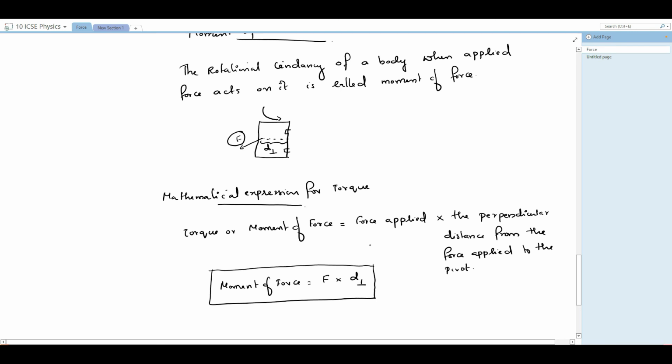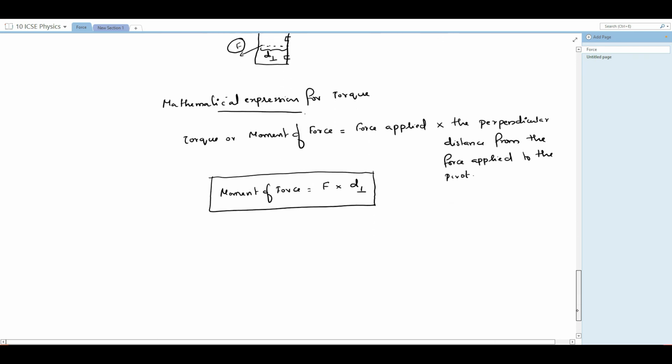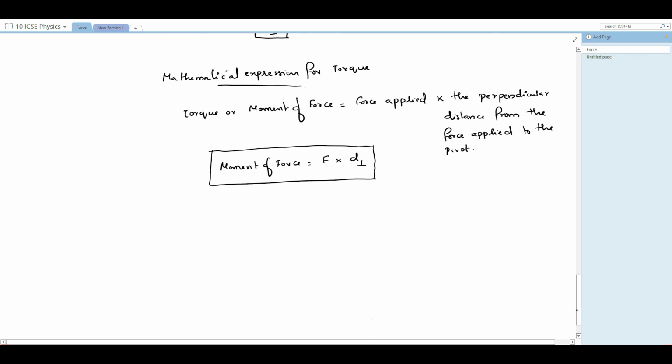These concepts will be more clear when we start doing numericals on them. Then only will it be deeply rooted in your mind. So hope you understood this much. The next, in between, what is the SI unit of torque or moment of force?